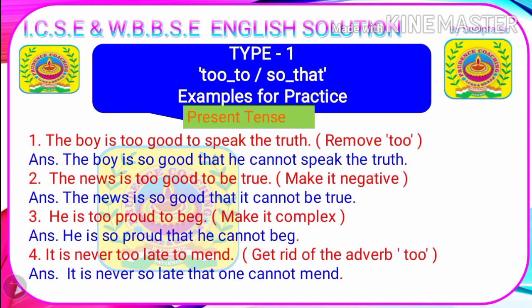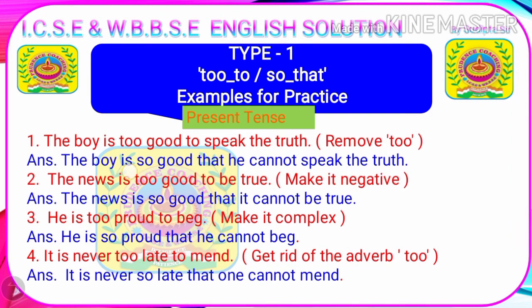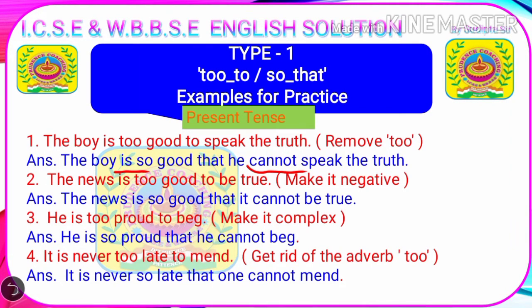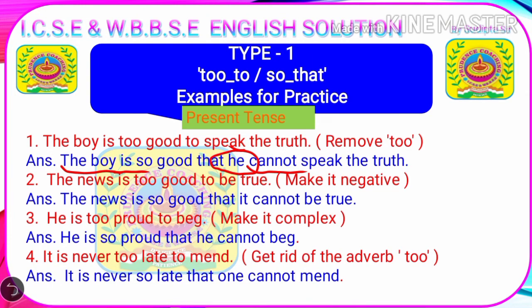Now we will discuss the most important questions associated with type 1. The first question is, the boy is too good to speak the truth. Remove to. The answer is, the boy is so good that he cannot speak the truth. Here is is associated with cannot, because for the present tense we have to use cannot, and he is used as the equivalent pronoun of the subject the boy. So the final answer is, the boy is so good that he cannot speak the truth.